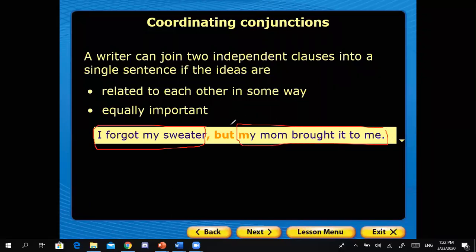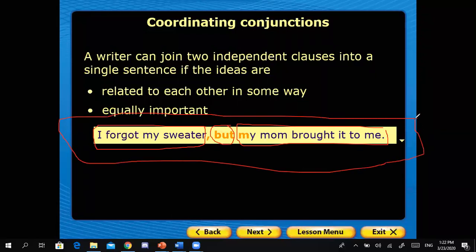And I connected them using what? But. And but is one of the fanboys. So the whole thing is what? A compound sentence. And guess what? These clauses are two independent clauses. So this is one independent clause and this is one independent clause.